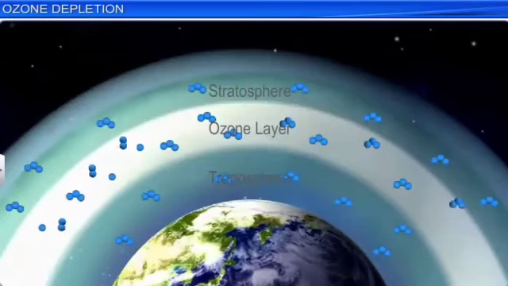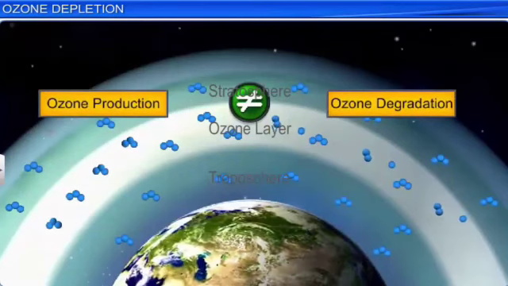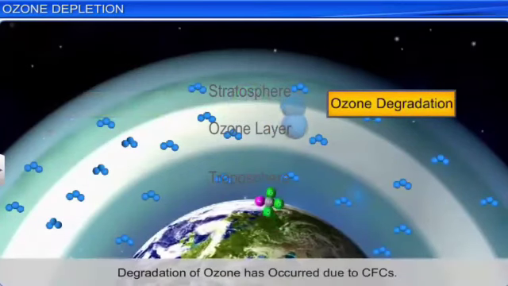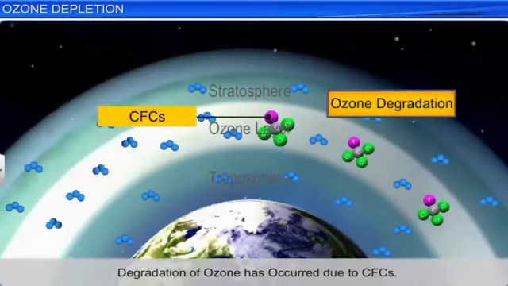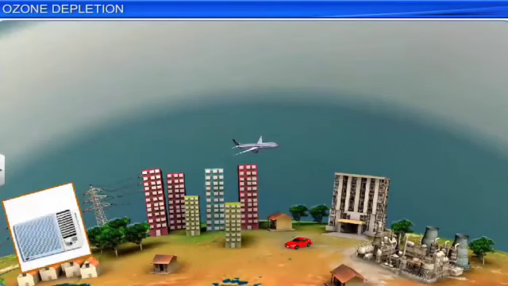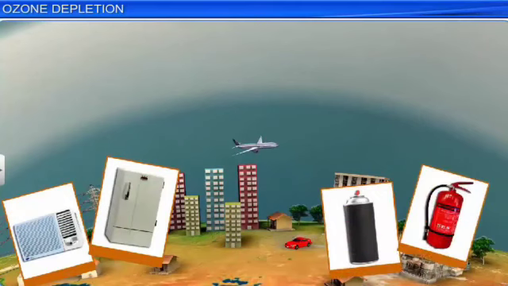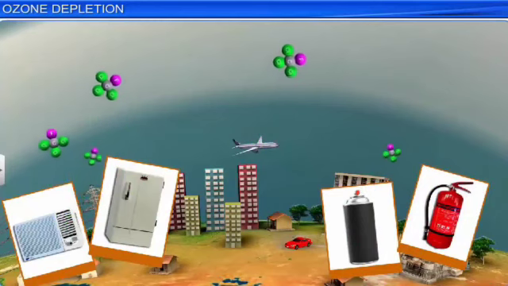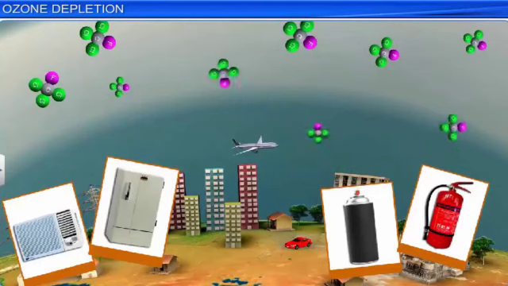Moreover, there has been an imbalance between production and degradation of ozone in the atmosphere. This degradation has occurred due to chlorofluorocarbons or CFCs, which are mainly used as refrigerants in air conditioners, refrigerators, and aerosol products. When CFCs are discharged into the atmosphere, they move up to reach the stratosphere and, being long-lived molecules, remain in their original state.